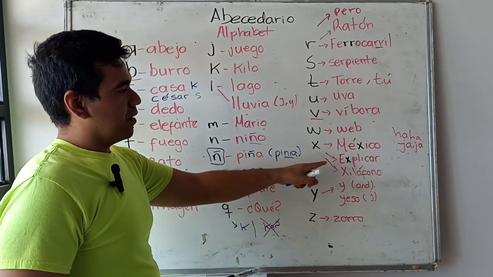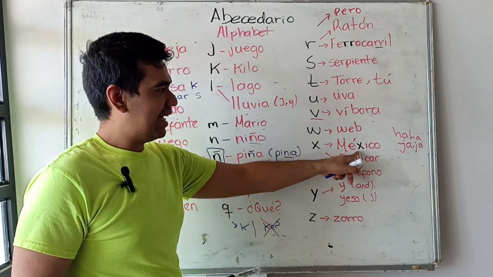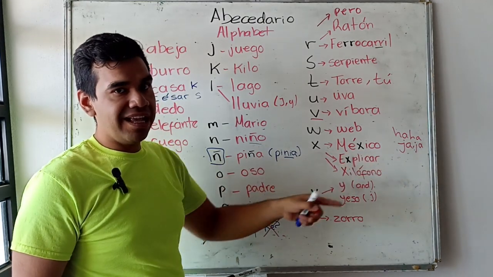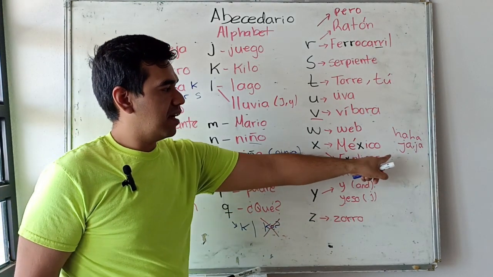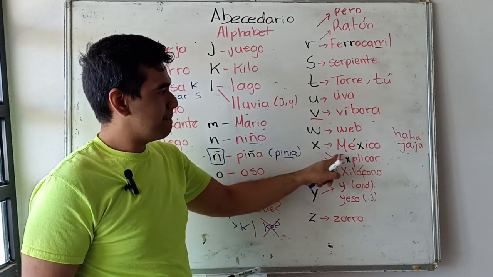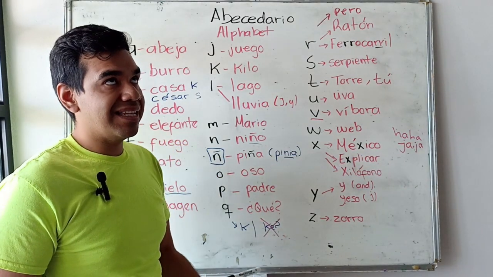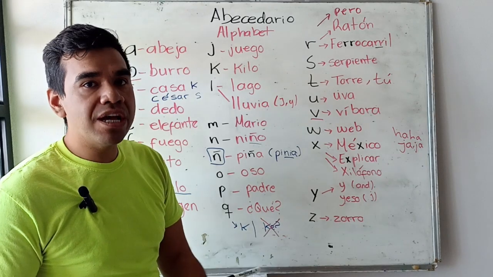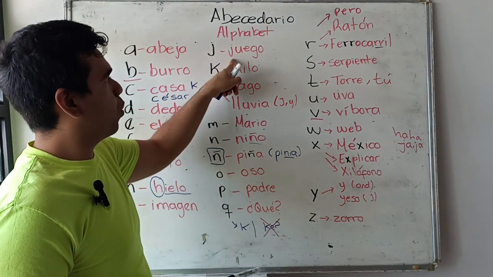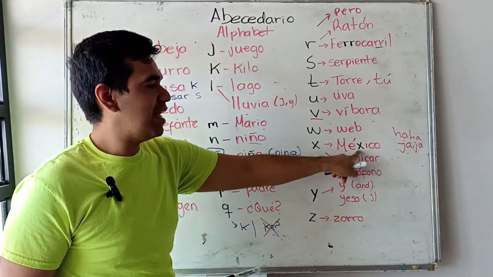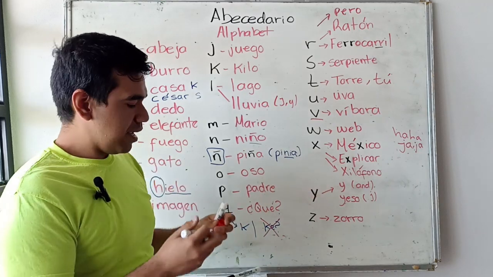It's going to be México. Instead of X, X, it's going to be like a J. México. In Spanish, it is not México with an X sound. No, it's México, like a J. Like this one: juego, México. You see, the sound is similar.